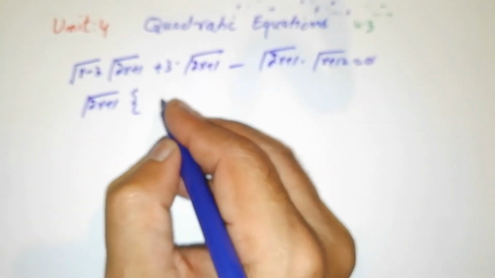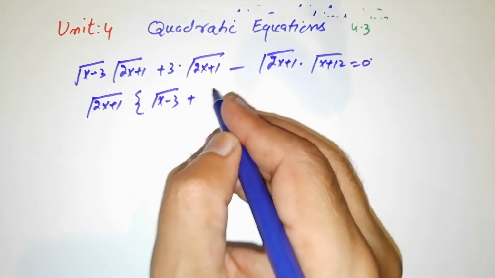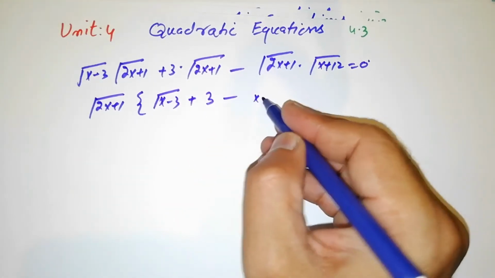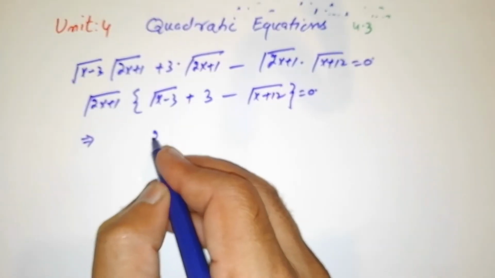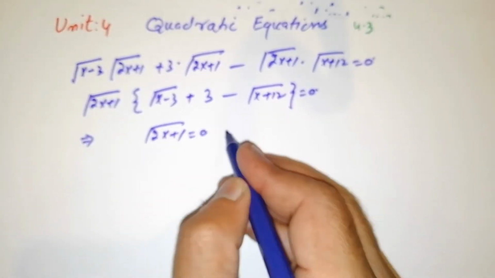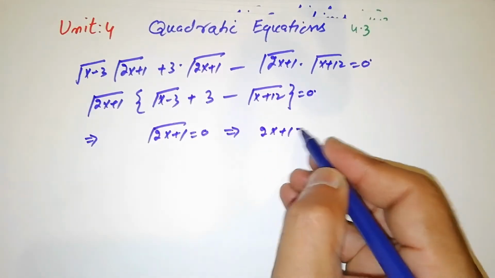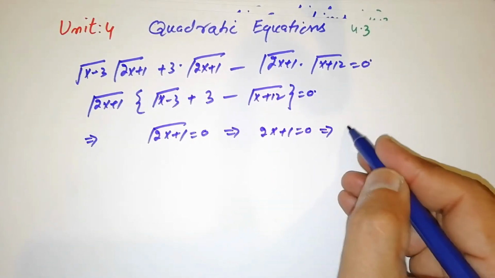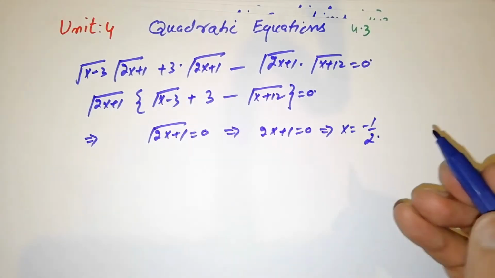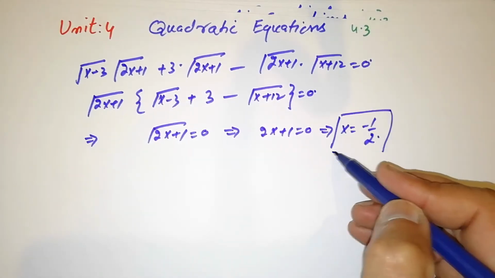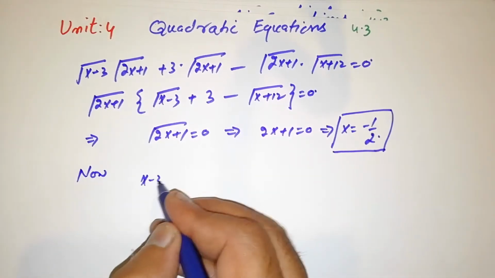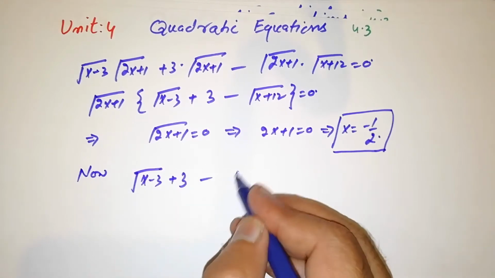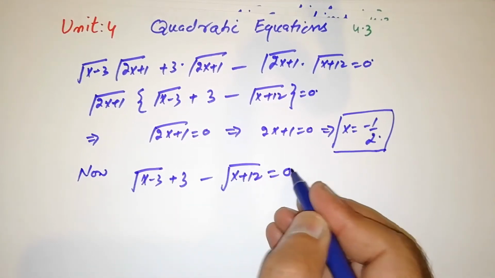From here we can take 2x plus 1 as a common factor. So we have plus 3 minus x plus 12, this is equal to 0. From here if we have this factor equal to 0, that means 2x plus 1 is equal to 0, which means x is equal to minus 1 by 2. So this is one of the roots here. Now x minus 3 plus 3 minus x plus 12, that is equal to 0.